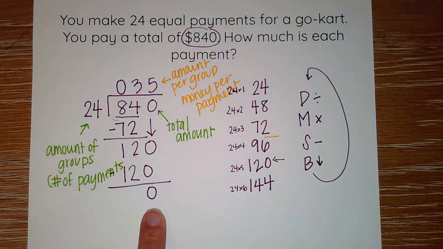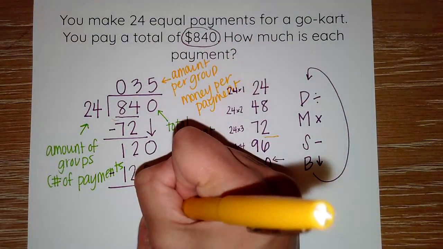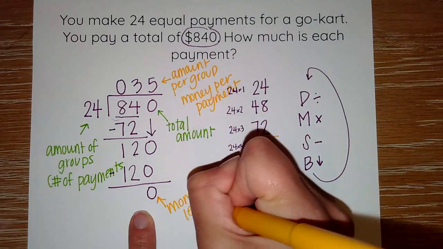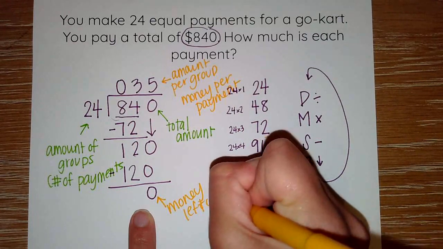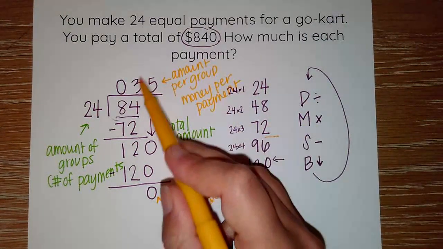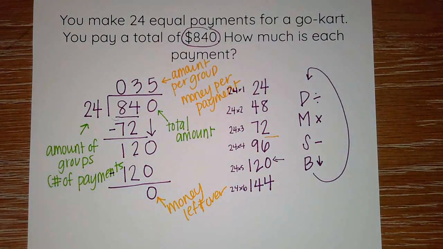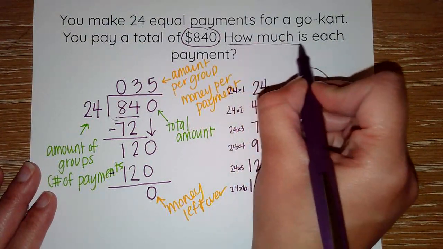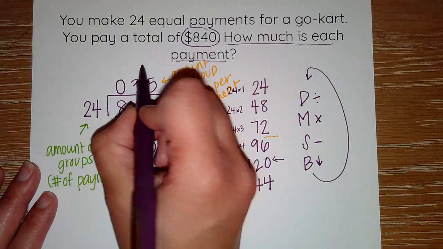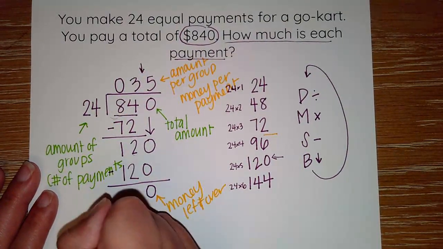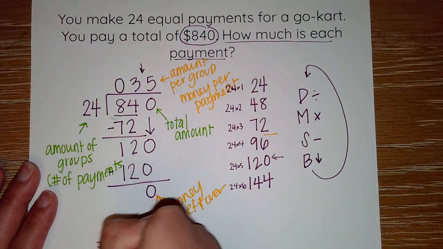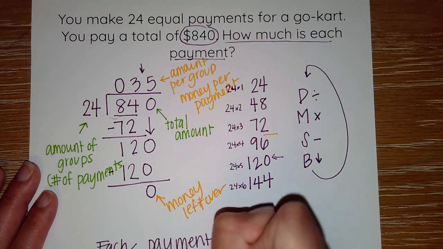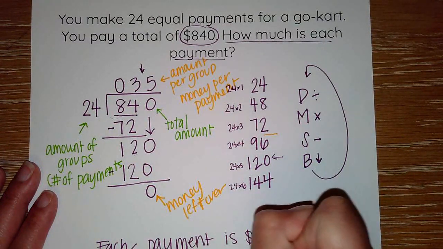Down here we have 0, so that's telling us there's no money left over. We don't have any change, it's just a solid 35. Therefore, we go back to our question, and our question asks us, how much is each payment? Well, each payment is $35.